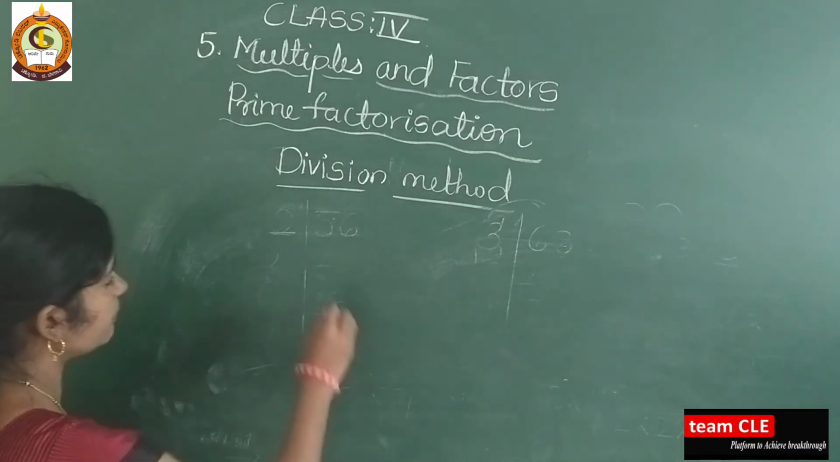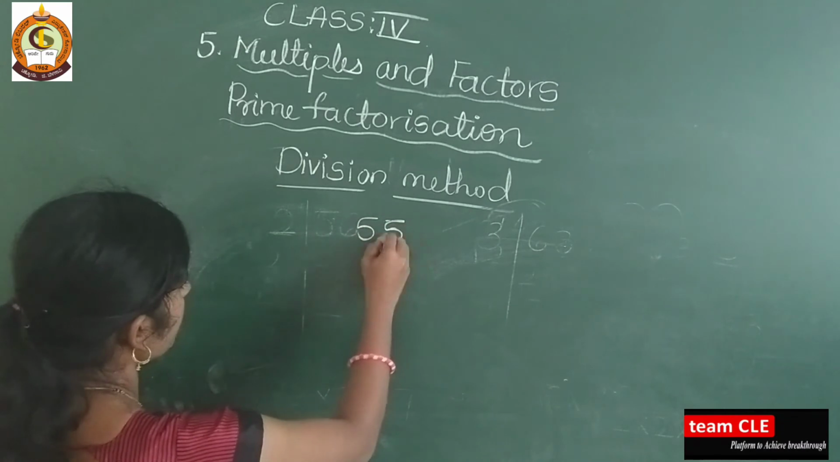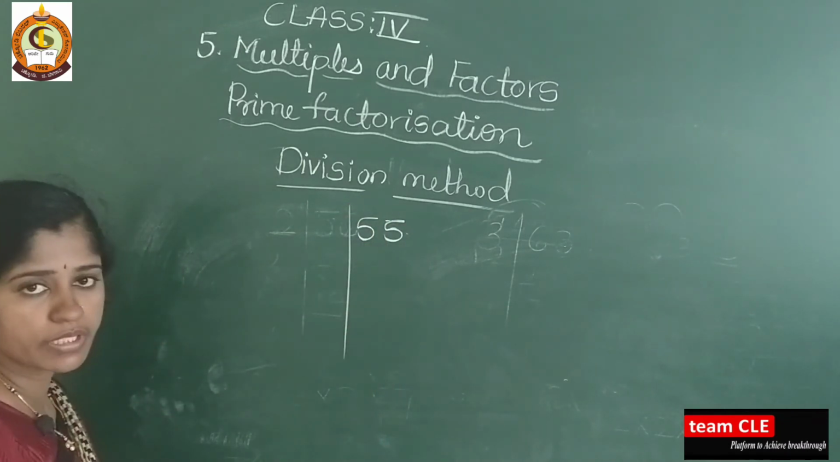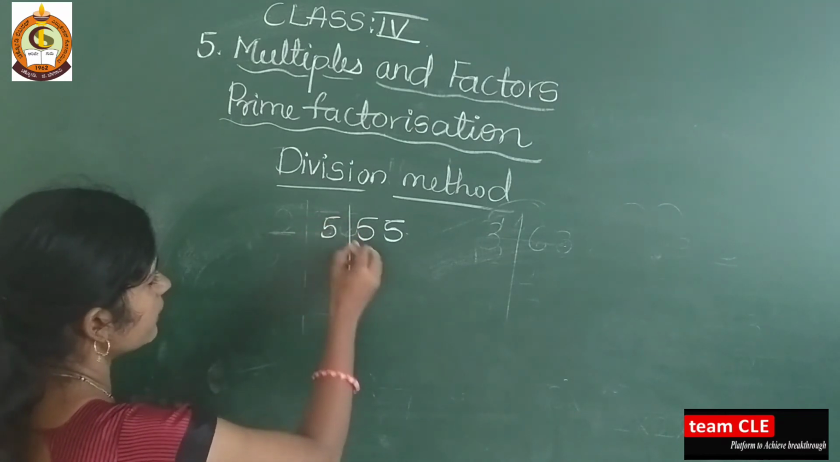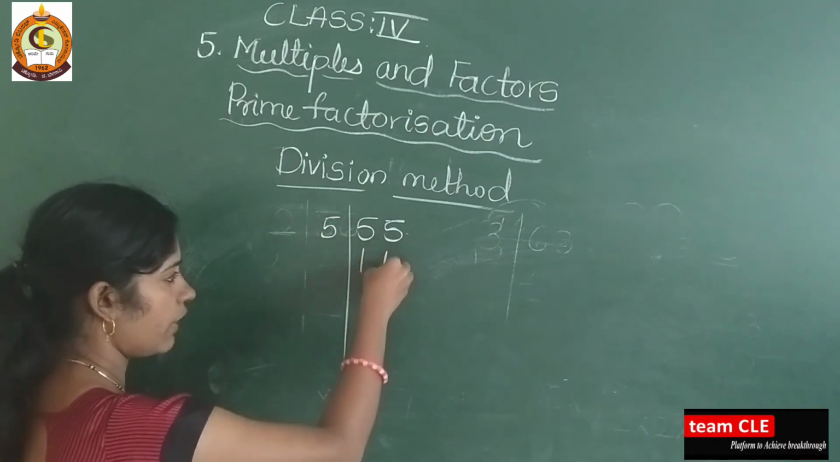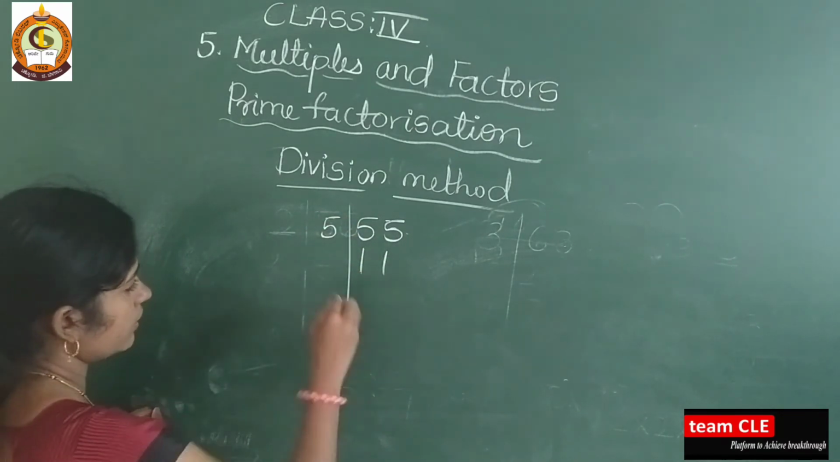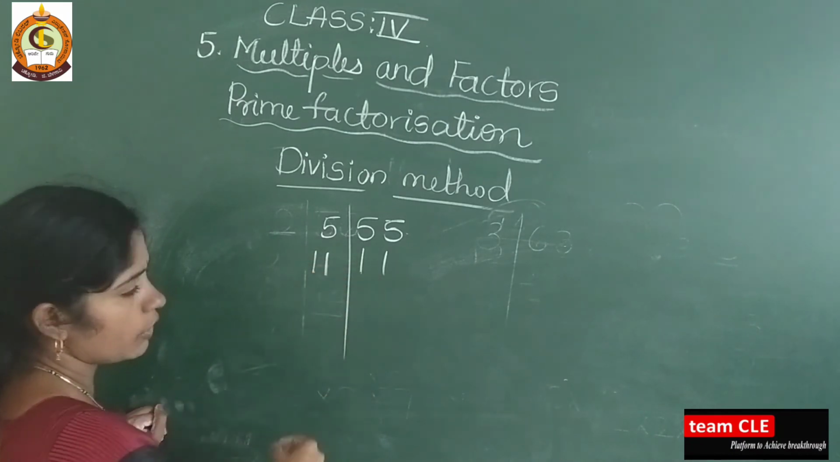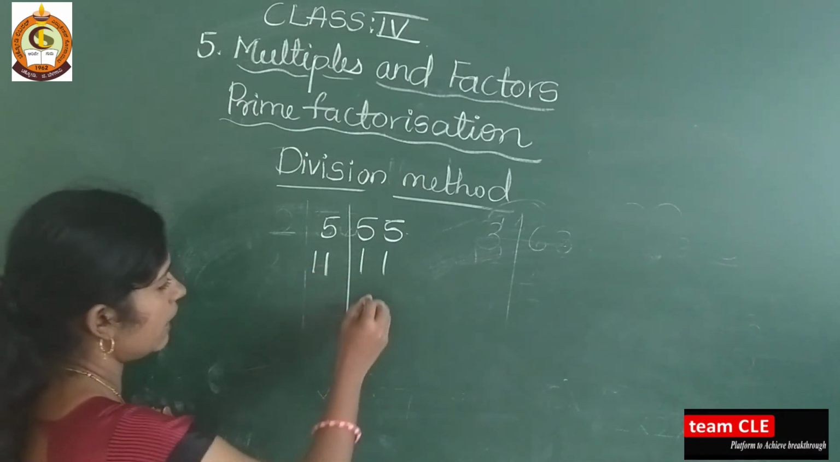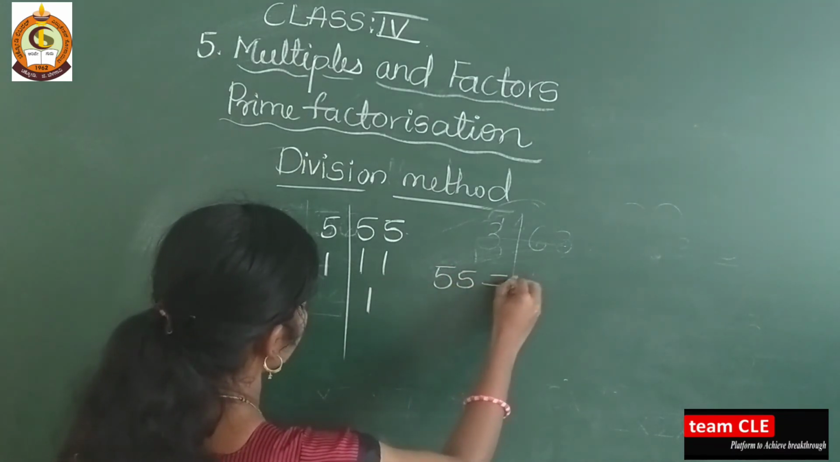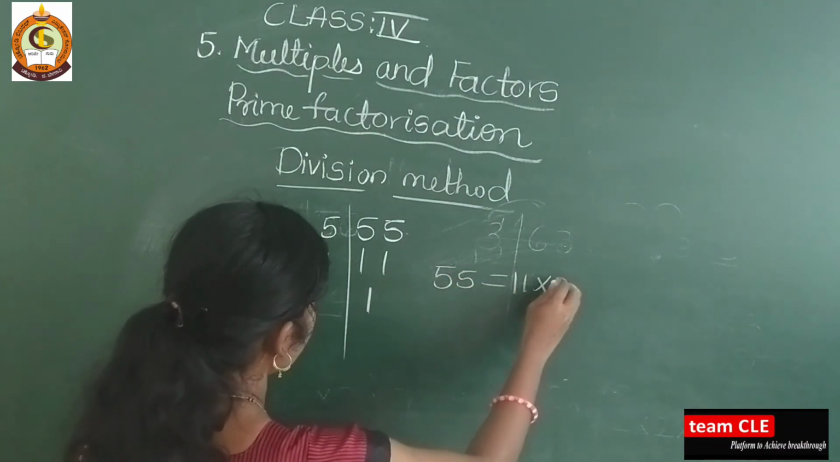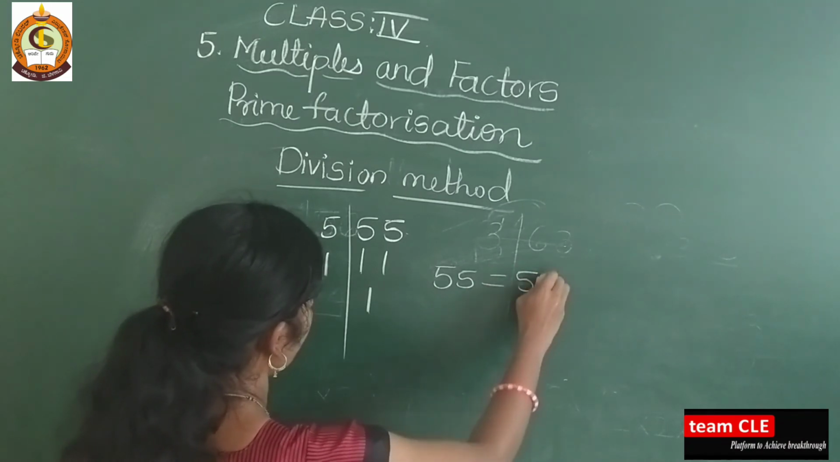Next here 55 is there. Then how to solve this 55? Yes, 55 is there in the 5 1s are table. Then how to write this? 5 1s are 5. Next you take directly 11 because 11 is a prime number. 11 1s are 11. So 55 is equal to 5 into 11.